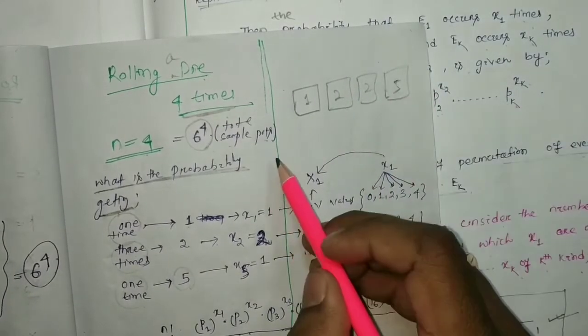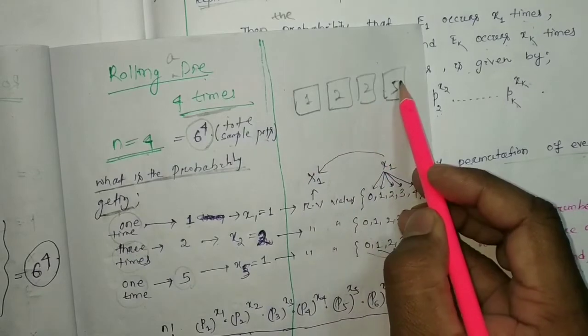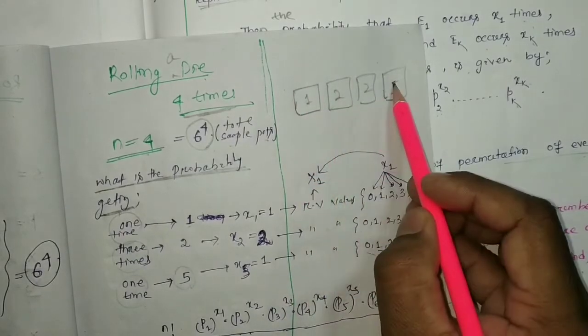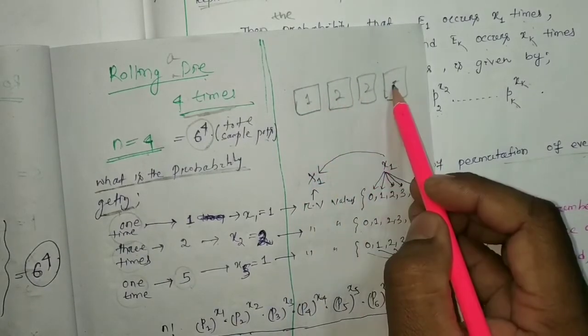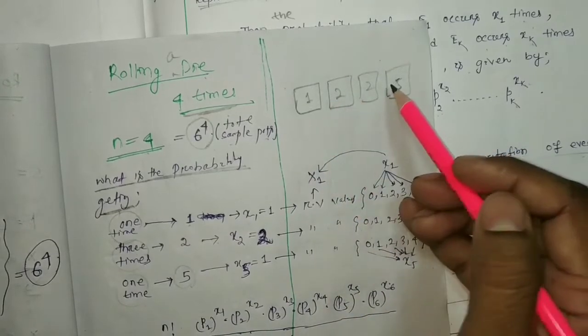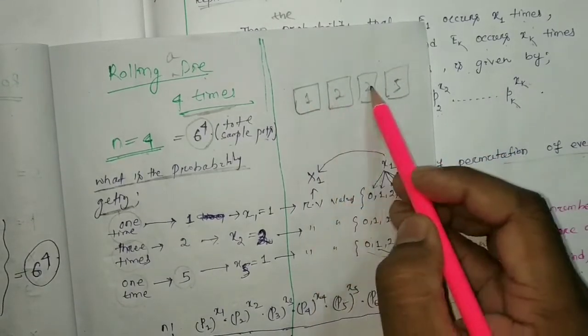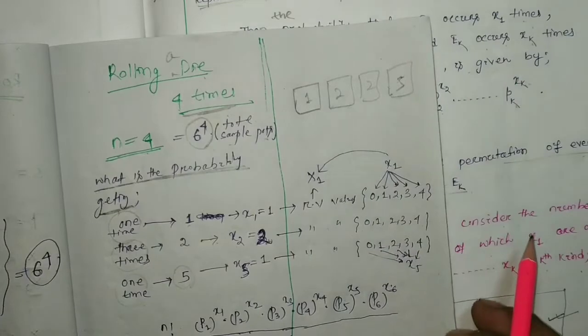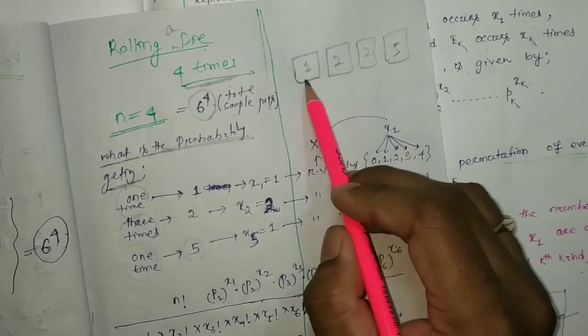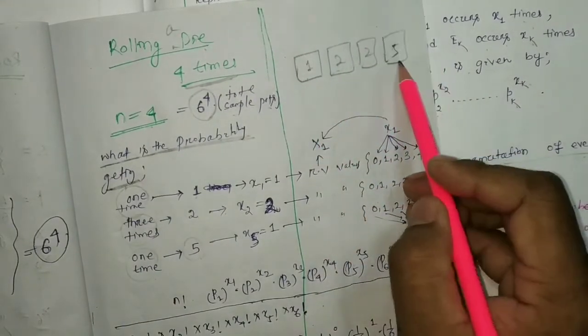That means 4 times I have tossed, or 4 dice tossed at a time. So this will be our possible outcome. Maybe it will be 2, 1, 2, 5, like that. So what will be the probability of getting 1 time 1, 2 times 2, and 1 time 5?